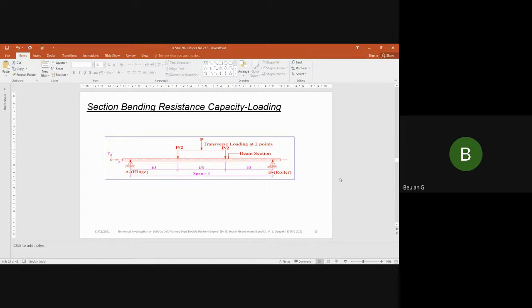So this is the pattern in which the four-point loading was done. One end was kept as hinge, and the other end as rollers, and the top end was loaded with the transverse load at 2 points.